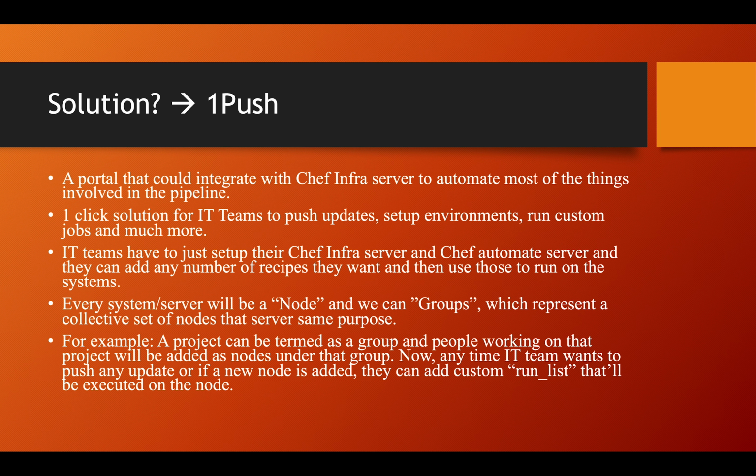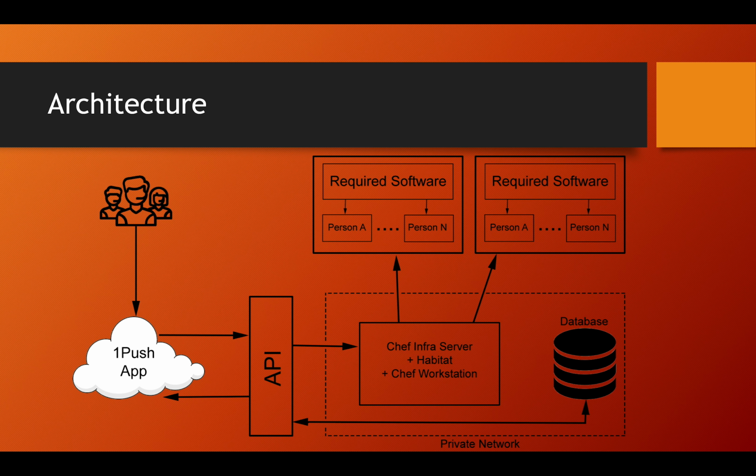This block of text is boring. Let me explain it via a simple diagram instead. With One Push, the IT team can simply add a group called Project A and then these machines' SSH info under this group. They can provide the recipe they'd like to execute on these machines and save it. There are APIs in place that take the information to the server and save the data in our DB for future use. And then it also bootstraps the node and executes the run list for that particular group on the selected nodes. Now that we have an understanding of what this app does, let's quickly see the interface in action.